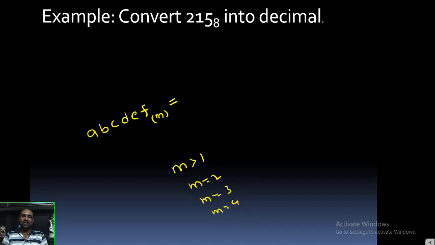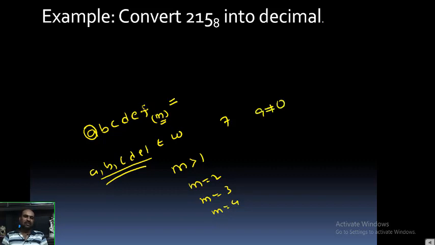Next, what are a, b, c, d, e, f here? A, b, c, d, e, f belong to whole numbers, but these values should be less than m. If m is taken as 7 or base 7, the values a, b, c, d, e, f are taken from 0 to 6 only. That is one important thing. One more thing is the leading digit should not be 0. Then only I can say that this is a 6 digit number.